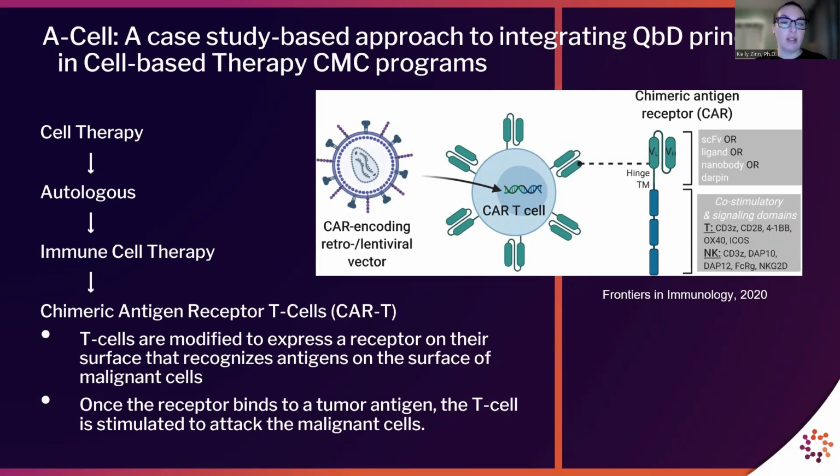And CAR-T cells are T cells that are modified to express a receptor on their surface that recognizes antigens on the surface of malignant cells. And once the receptor binds to a tumor antigen, the T cell is stimulated to attack the malignant cells. So the schematic you see here shows the general structure of a chimeric antigen receptor that contains an extracellular antigen binding domain, a transmembrane domain, an intracellular co-stimulatory domain, and a signaling domain.